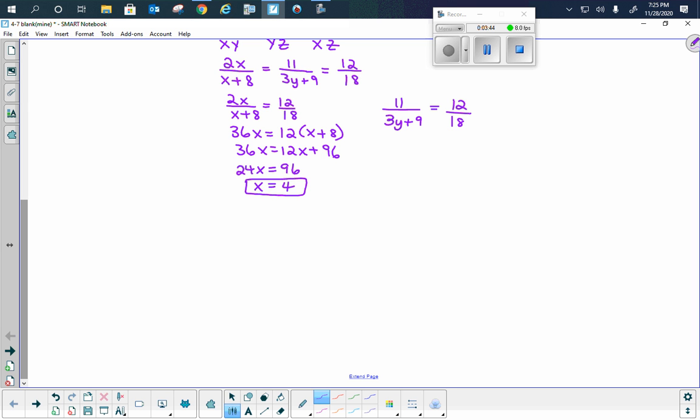So again, if I do 12 times 3y plus 9, if you can distribute that without writing it, go for it at this point. 11 times 18 is 198. So I'm looking at 36y plus 108, 12 times 9, equals 198. All right, so if I subtract 108 from both sides, 36y would give me 90, and y will equal, well, 90 over 36 reduces to 5/2.